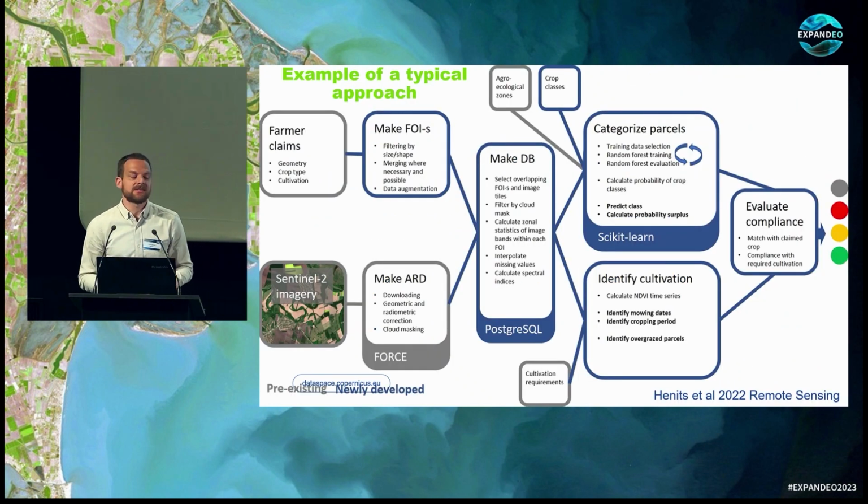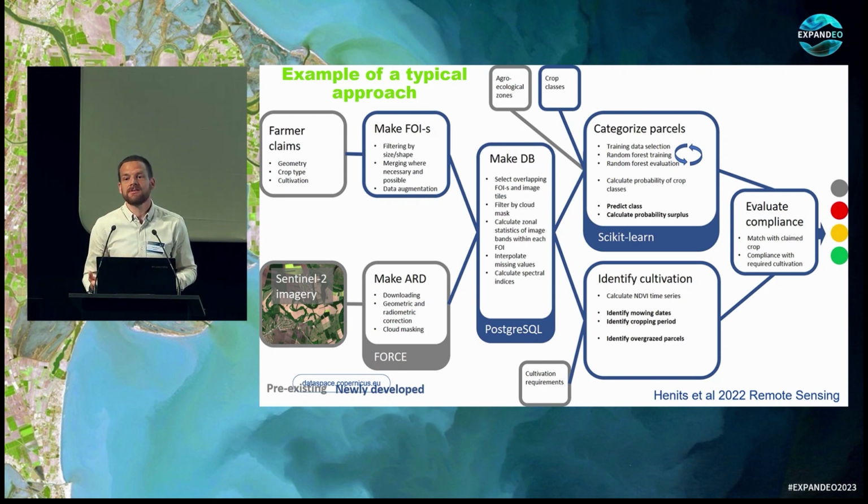So this is the typical approach. This is a recently published study on CAP monitoring in Hungary. You have the farmer claims coming in, you have the Sentinel-2 data, you make features of interest, so essentially polygons that you look at, you prepare analysis-ready data in some way through pre-processing, and you bring these two together in a database where you have the zonal statistics of the time series of Sentinel data. And you throw this to a machine learning, a random forest pipeline. And you also look at time series analysis to identify cultivation. And in the very end, you have the traffic light system telling you green if the parcel is okay, if it's compliant, red if it's proven to be non-compliant, and yellow if it requires further follow-up because it's uncertain.